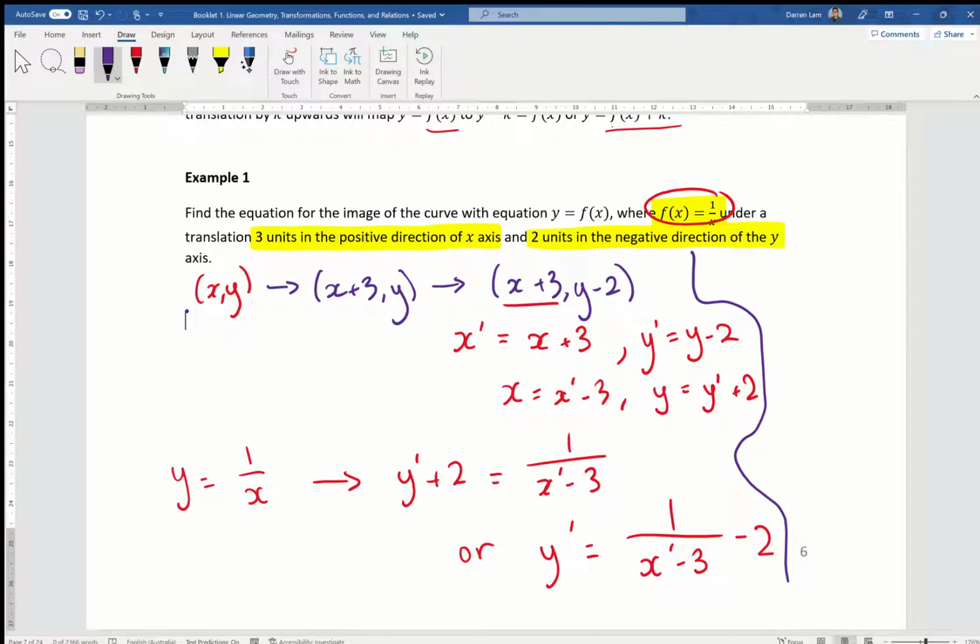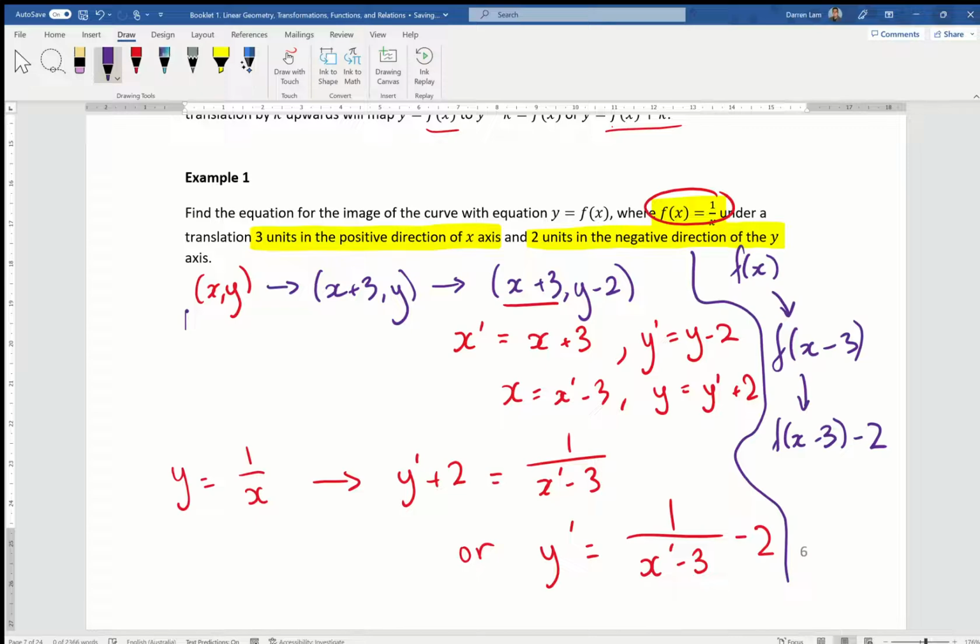Okay, so let's look at our process. We start with f of x. Now we know that if it's translated 3 units in the positive direction of the x-axis, is it going to be f of x plus 3 or minus 3? 3 units in the positive direction. Thank you very much. It's going to be minus, because remember, x-axis opposite. Of course, we're adding 2 units in the negative direction, so that becomes f of x minus 3, minus 2.